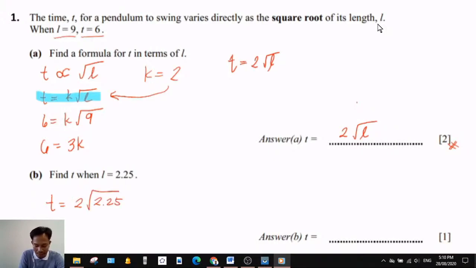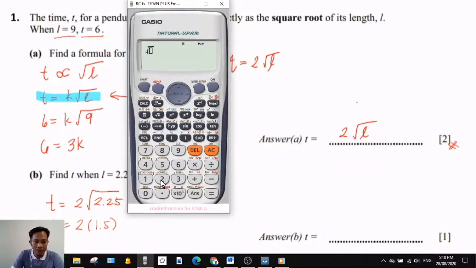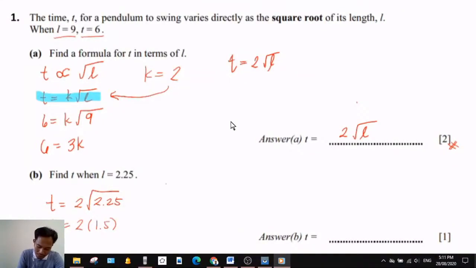And the square root of 2.25 is, I think, 15 or 1.5. Is it 1.5 or 0.15? It's 1.5. Yes, the square root of 2.25 is equivalent to 1.5. Therefore, t is equivalent now to 2 times 1.5, which means t is equal to 3. So I have now the value is 3. As simple as that. So you just need to memorize, directly means y is equal to kx.